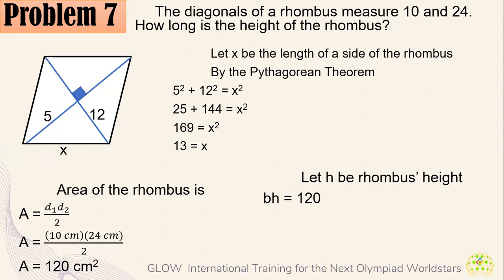And hence, what we can do is, by substitution now, by b, which is in fact your x, which is 13. So you have 13h equals 120, and dividing both sides by 13, you get h equals 120 over 13. And this is the answer to our problem. I hope you got this correctly as well.